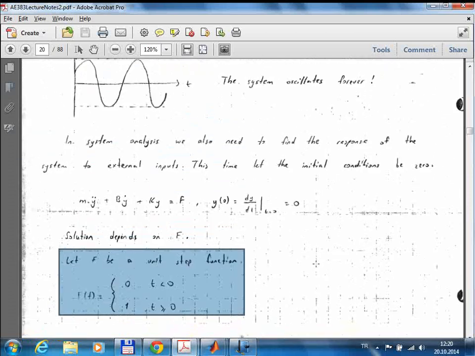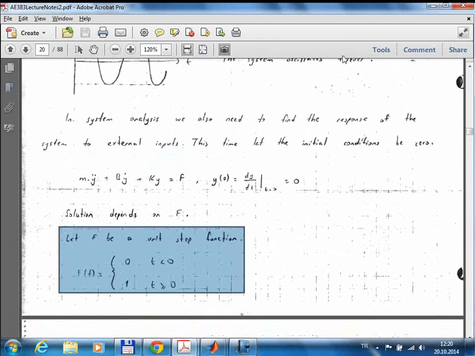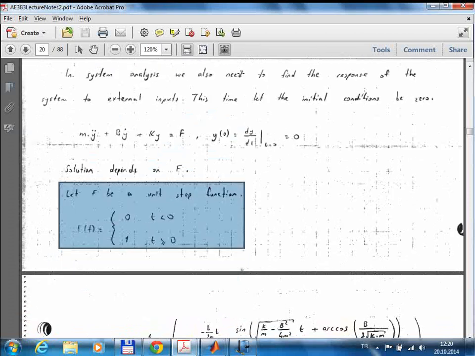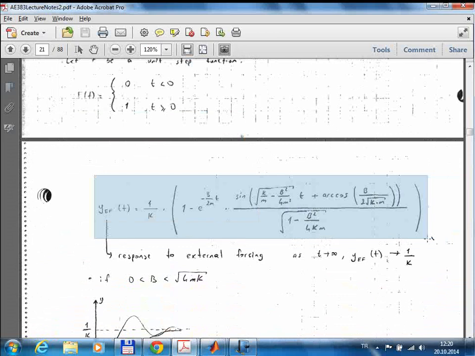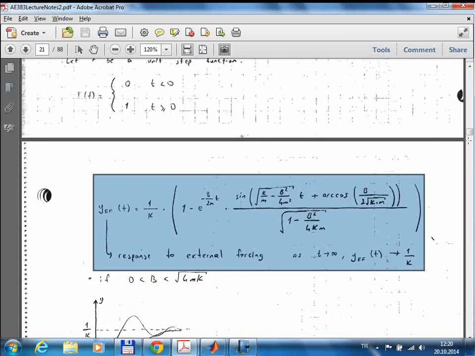Okay, so do you know how to solve the differential equation for that given input function? Well, to be honest, I don't know it myself. But I found that the solution is this thing. Well, if you don't believe me, I'm sure you can find the answer yourselves.